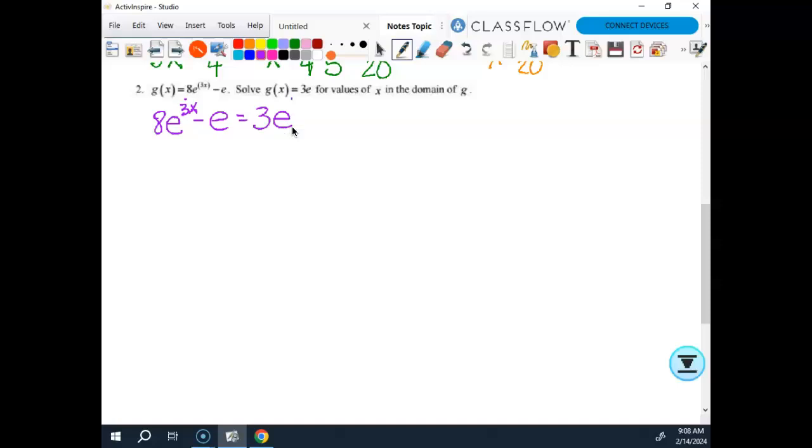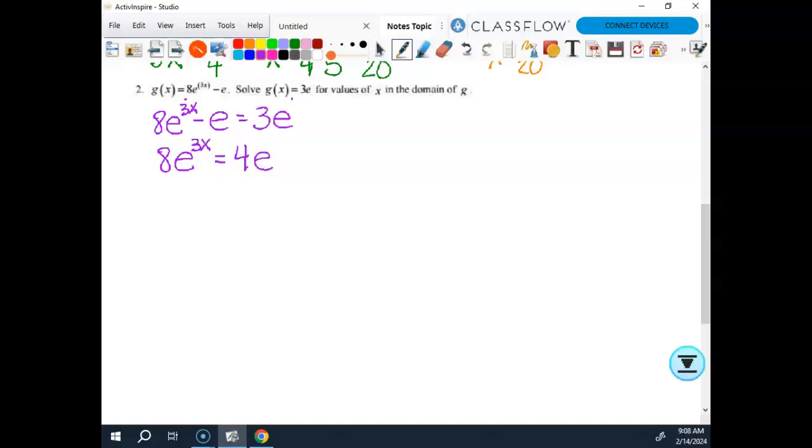Now, on the left-hand side, can I combine those 2 terms? No, because they're being subtracted and they don't have the same exponent on it. It's like x squared minus x. That is what it is. Can I move that e over to the right? Yes, I can do that. So 8 times e to the 3x power equals 4e.